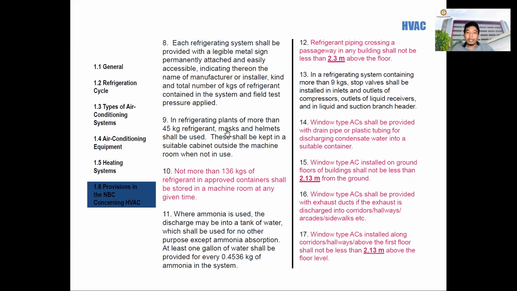So you have the protective equipment. And then number 10, not more than 136 kilograms of refrigerant in approved containers shall be stored in a machine room at any given time. Number 11, where ammonia is used, the discharge may be into a tank of water which shall be used for no other purpose except ammonia absorption. So at least 1 gallon of water shall be provided for every 0.4536 kilogram of ammonia in the system.